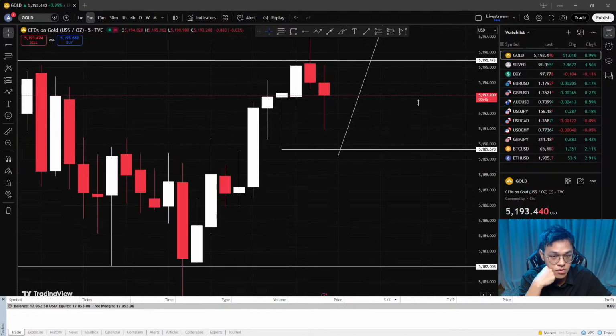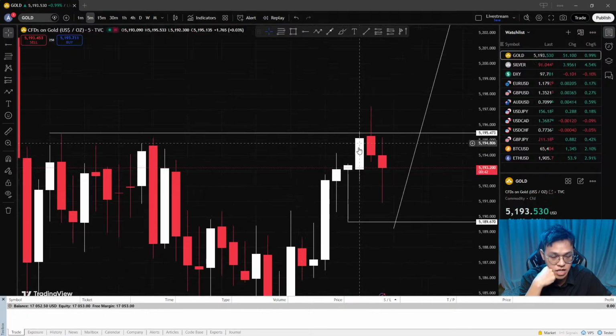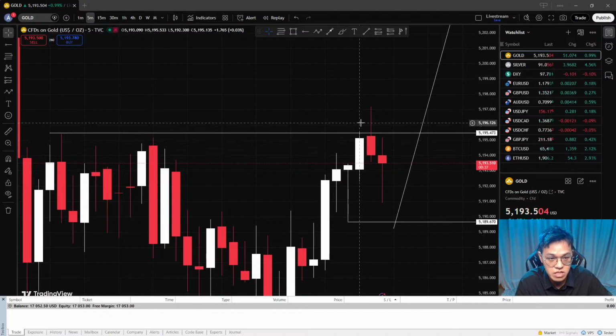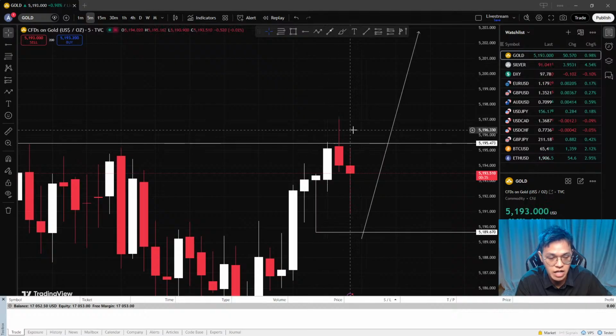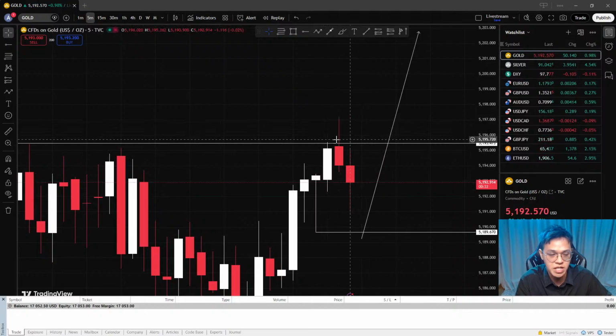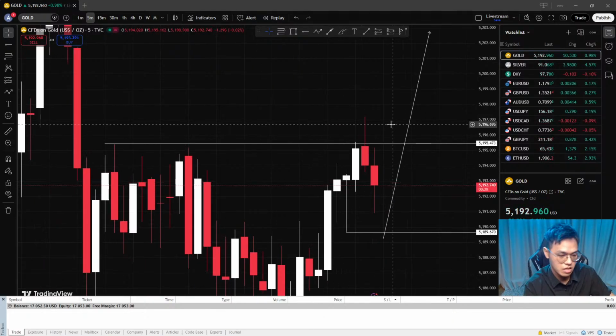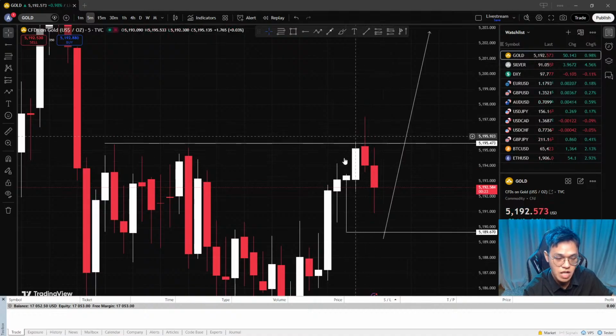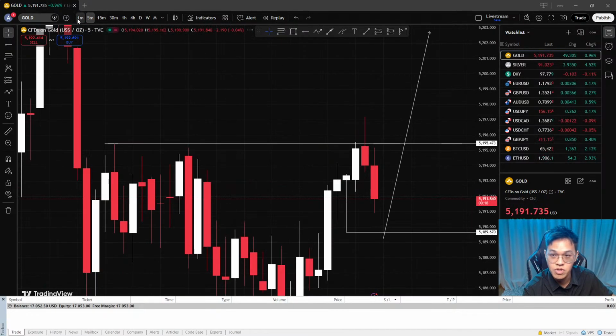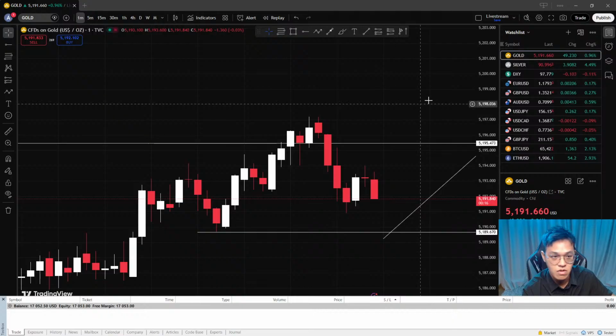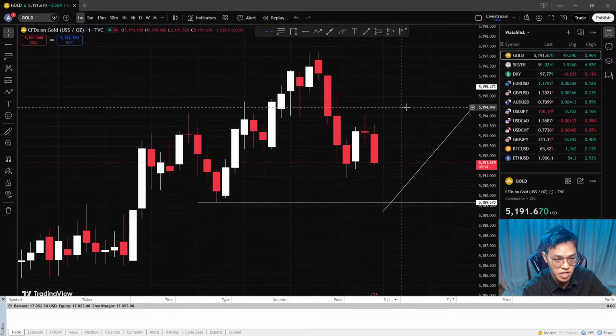If this candle just now had closed above this resistance level, then I think I would place a buy trade. I would directly buy gold just now. But there's no setup here, so I won't enter. Or I think I will sell first, because you can see the pattern, you can see the direction here.